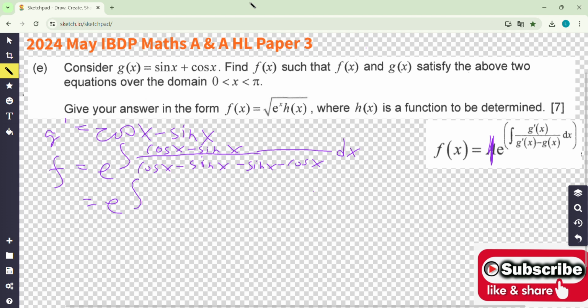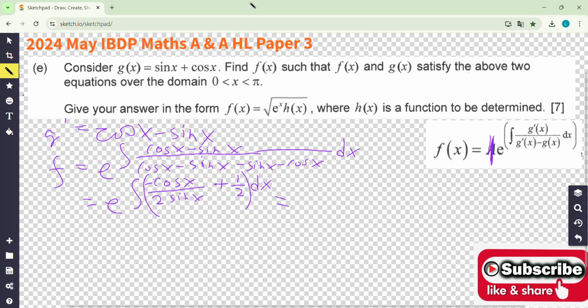exponential of cosine x over 2 sine x, minus, and then minus plus half. Let me check, make sure we didn't do it wrong. Okay, the whole thing in brackets.